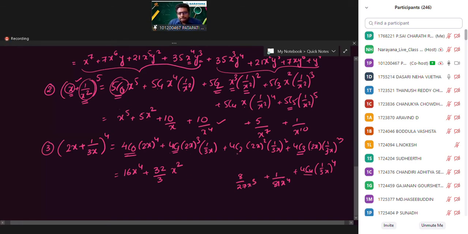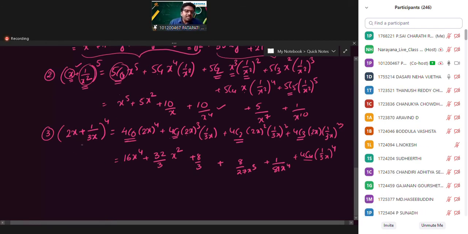What is 4c2? 6, right? 4 into 3 by 2, 6. 6 into 4, 24. 24 by 9, that is 8 by 3, right? x square and x square get cancelled, okay? Do you see something interesting here? When you expand this, you get different terms, right?